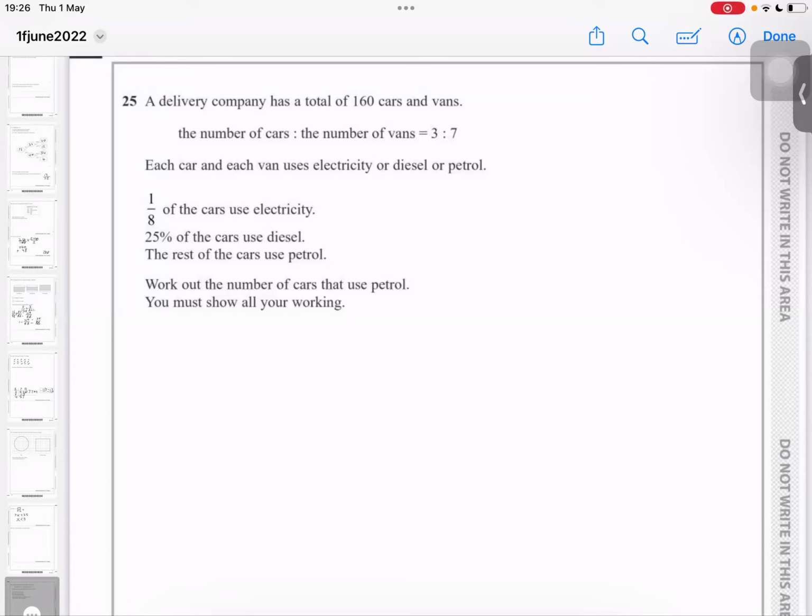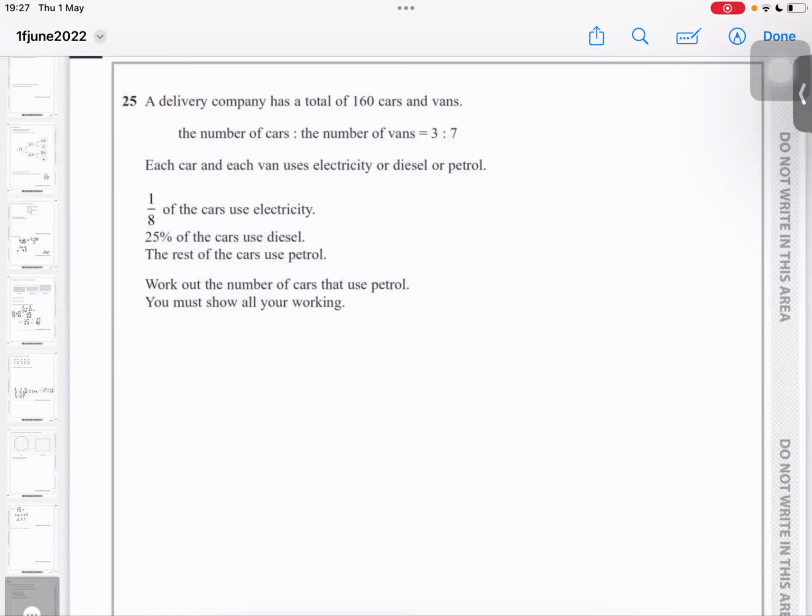Keep that by the side. 25% of the cars use diesel. 25% is as good as 25 divided by 100. That is 1/4. I'm deliberately saying it this way so that you get used to it. 25% is as good as 1/4 because 25 in 25 is 1, 25 in 100 is 4. So that's as good as 1/4 times 48 again. Remember, 48 is our number of cars.